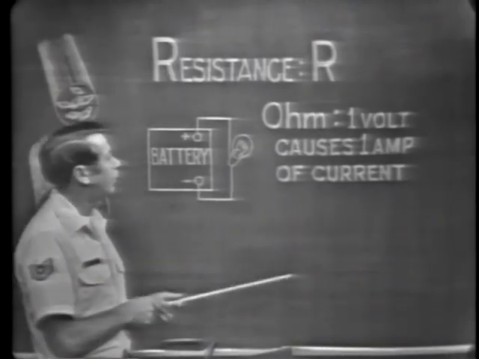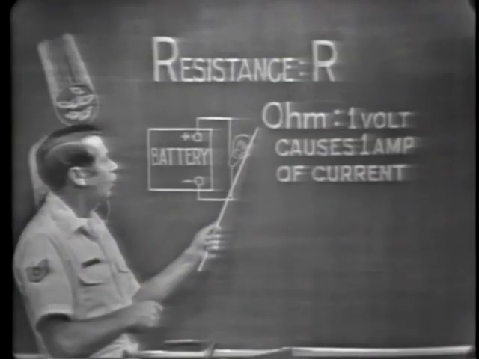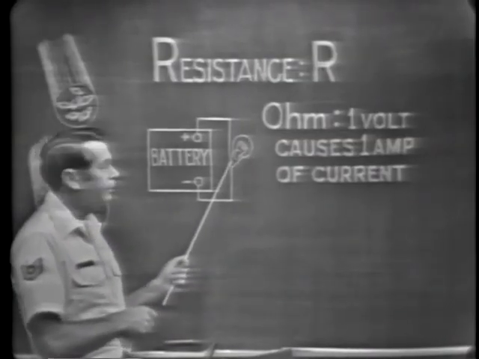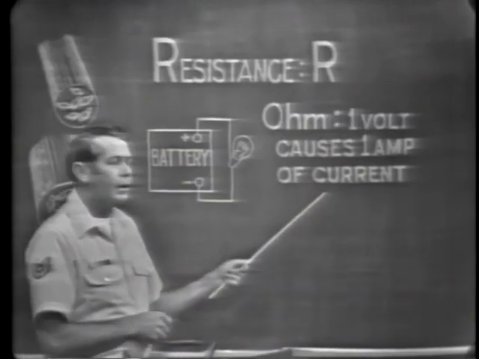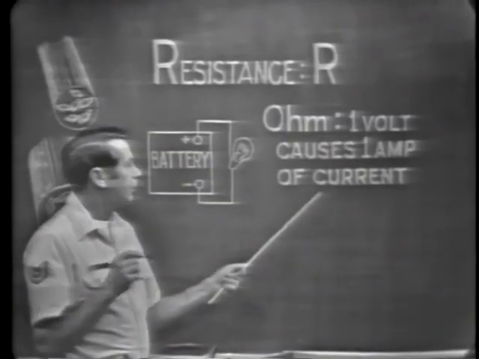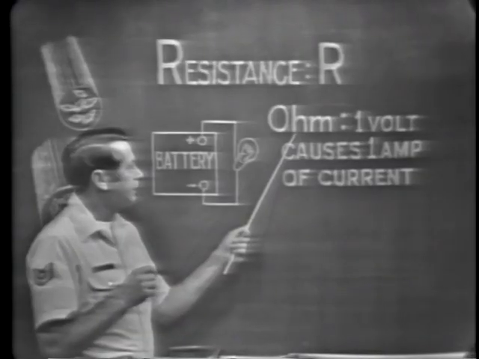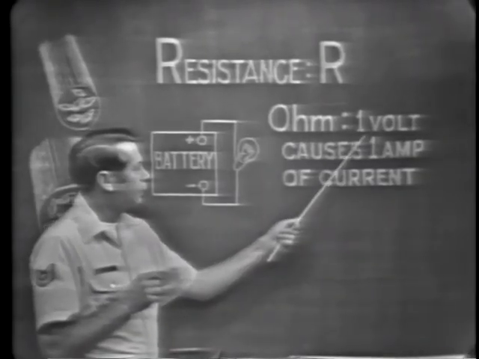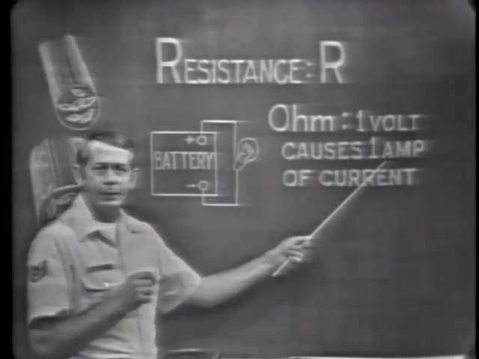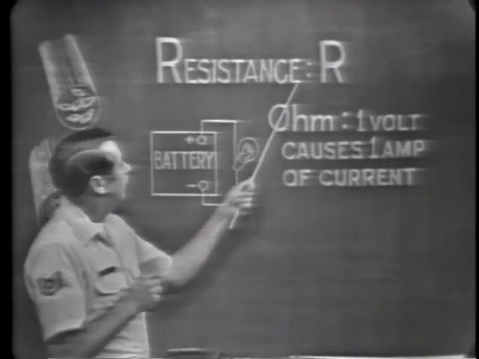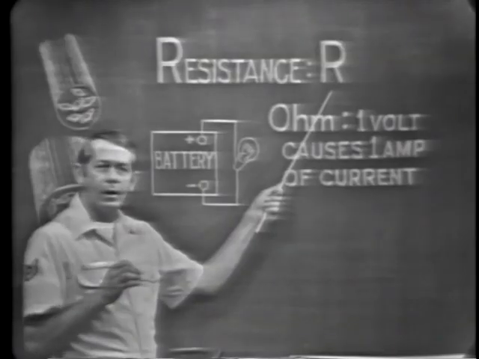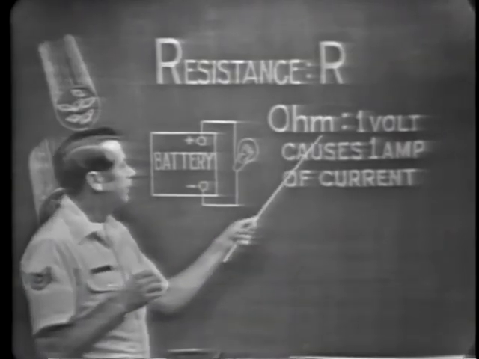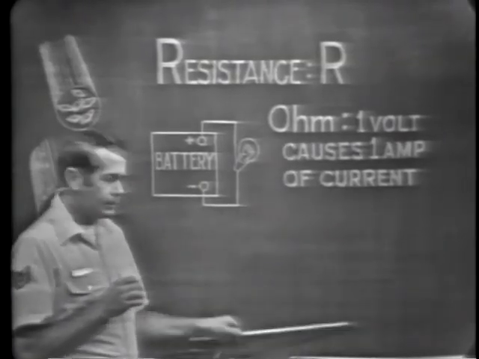Now, here's what an ohm is. If there's 1 ohm in the circuit, let's say this is 1 ohm, 1 volt will cause 1 ampere of current. So remember, 1 ohm of resistance means that it will limit the current from a 1 volt source to 1 ampere. Now, the symbol for resistance is the capital letter R. And remember, it's measured in ohms.